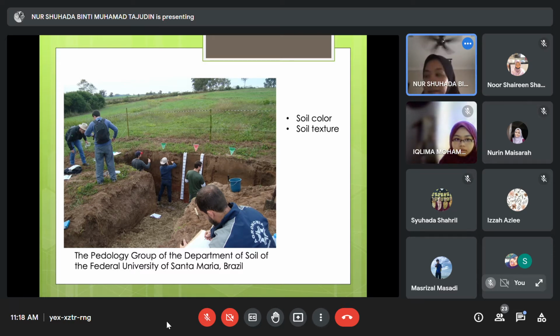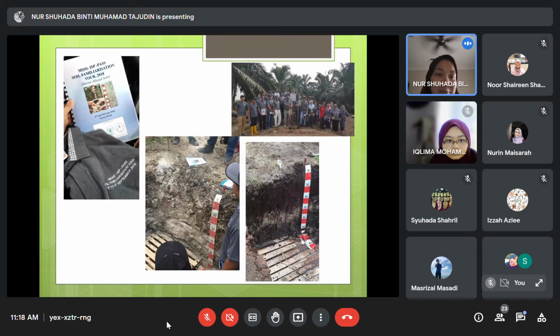Okay, so this is from another country, but I also attended what we call a soil survey. Kita pergi, saya yang paling kanan sekali ni. Okay, so this was in 2018. We went somewhere in Sabak Bernam and kawasan-kawasan situlah. Okay, so we do soil survey, how we want to identify soil profile.